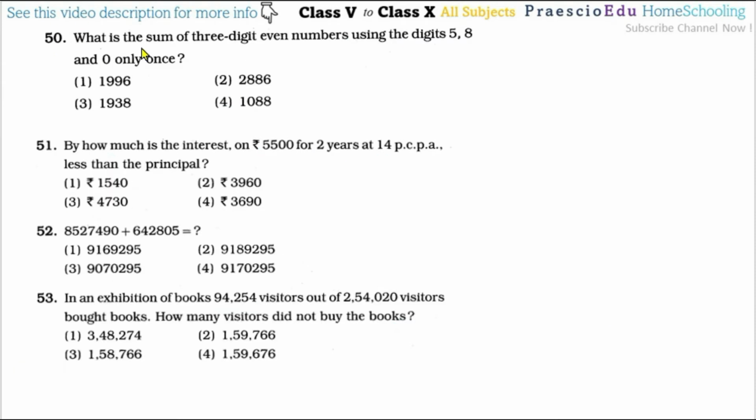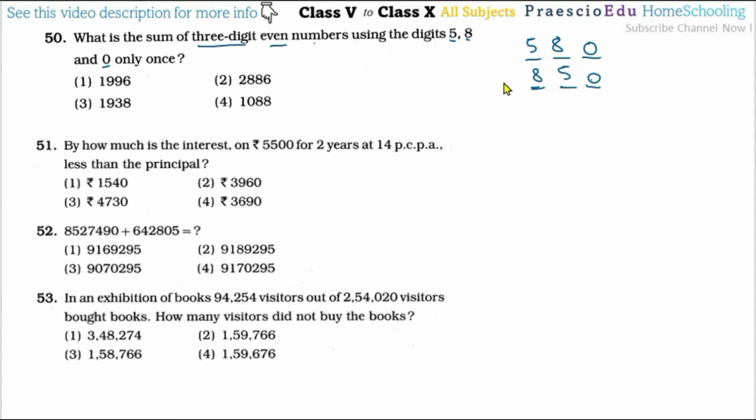Now question number 50. What is the sum of 3-digit even numbers using the digits 5, 8 and 0 only once? Now even number is mentioned, and it should be 3 digits. So either 8 or 0 should be at the unit place. First we will consider the 0 at the unit place. Now 5 and 8 are there, so 5 here and 8 here. So this is one number forming. After that, again we will consider the 0 here and interchange the digits, which means 580 also.